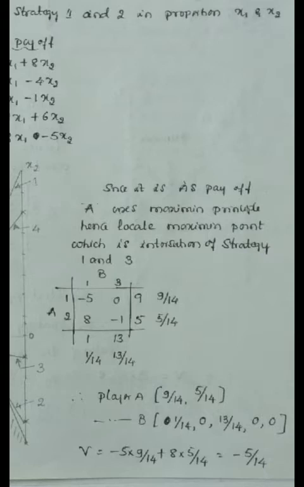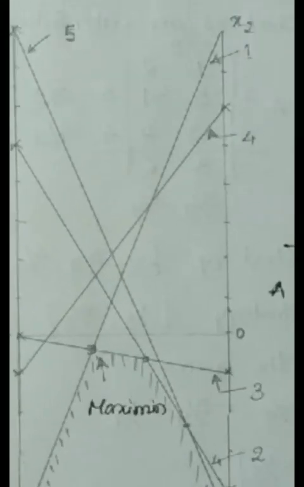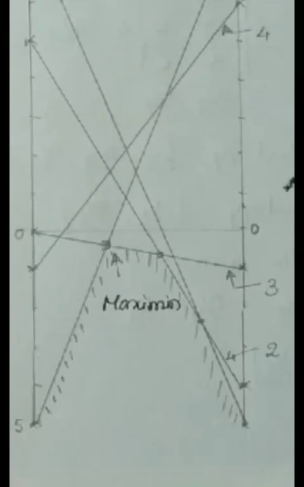Hence, we should locate the maximum point. Maximum point means we must consider the area below all the lines. In that area below all the lines, you must consider the peak point. See here, this is the peak point. I have shaded that area. In that, the peak point is this one. It is called the maximum point.